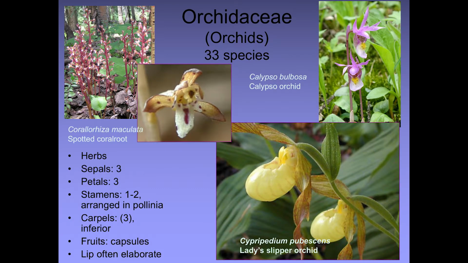And the orchid family, believe it or not, there's 33 species of orchids in New Mexico. There's one that's not chlorophyllous, it's not green, the spotted coral root with that beautiful little flower. The calypso orchid is often seen, and then the lady slipper orchid. Again, there's 3 sepals and 3 petals, but they're fused in different ways to make this lip that's often quite elaborate.